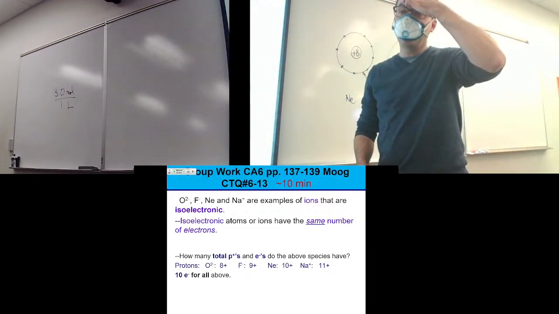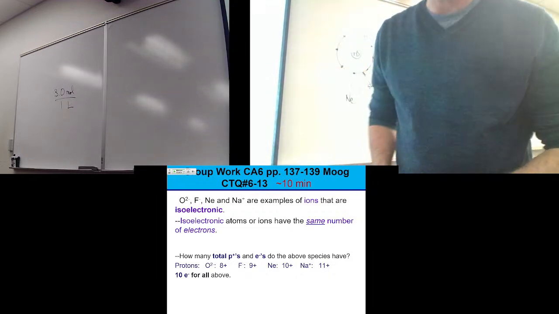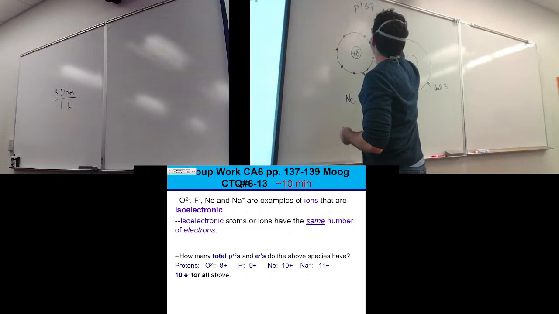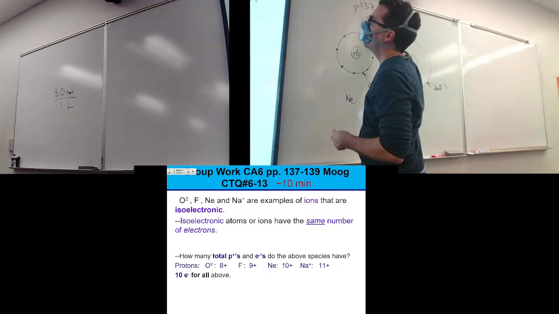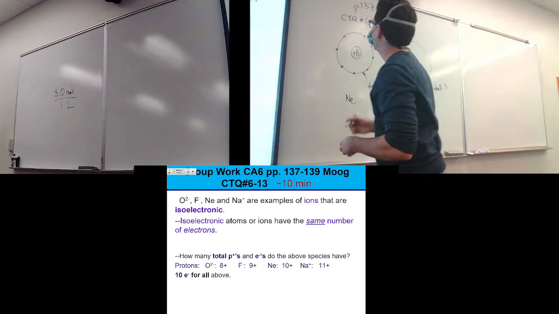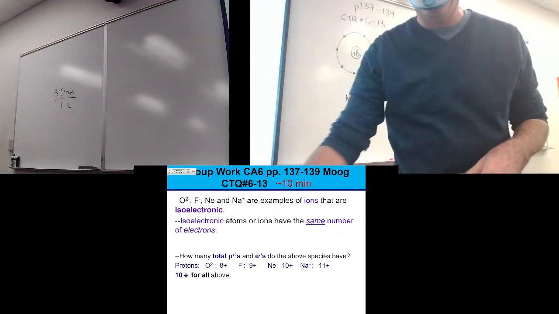So this is the first one we're going to do from the workbook. Chem Activity 6, pages 137 to 139. Let's go through questions 6 through 13. Give you a break from my talking, and let's absorb this new thing.